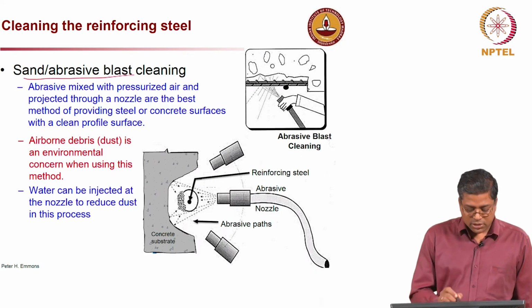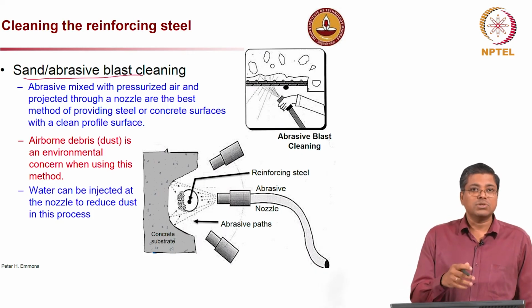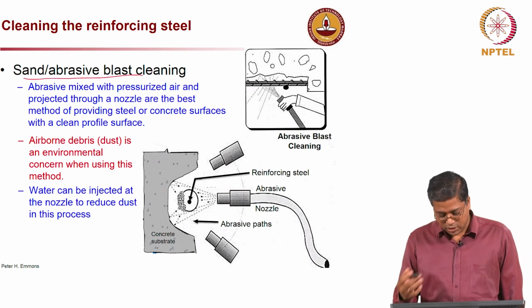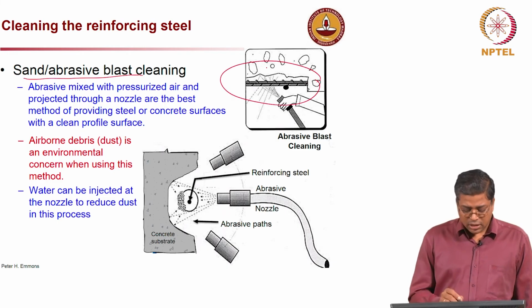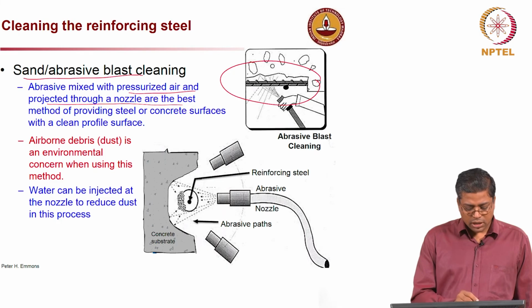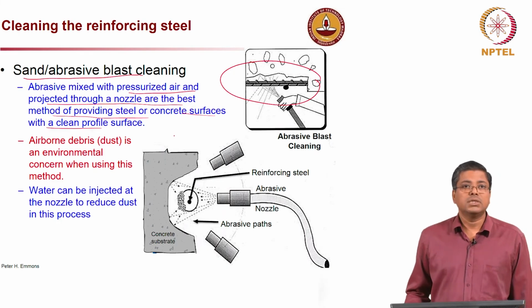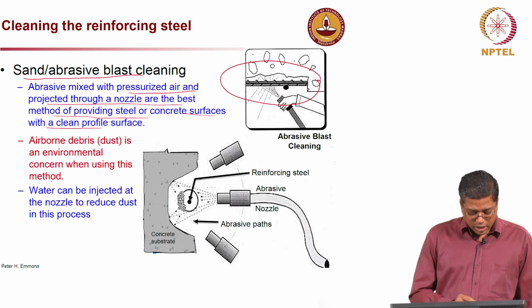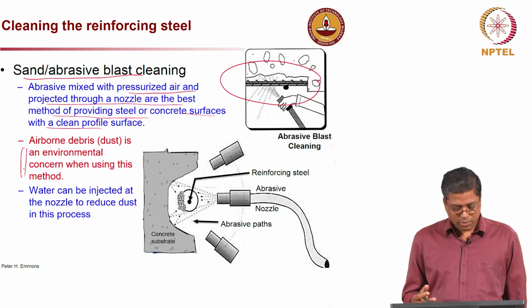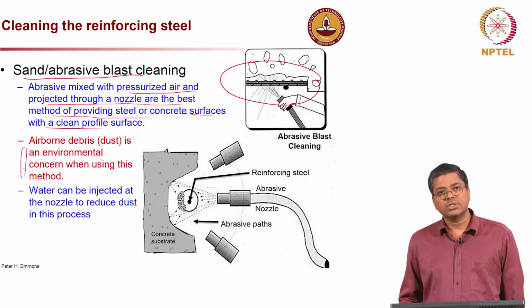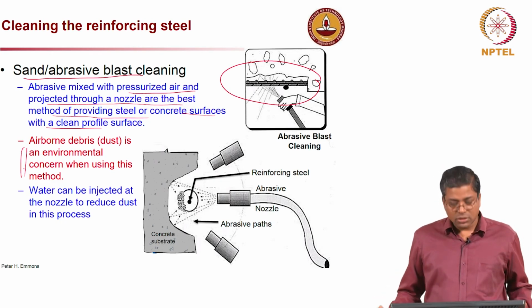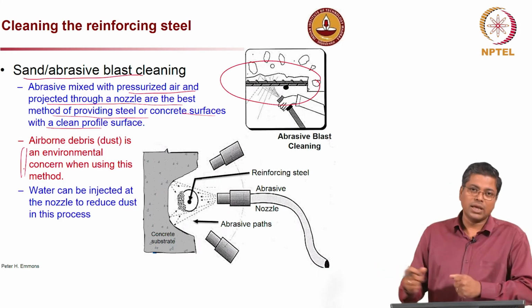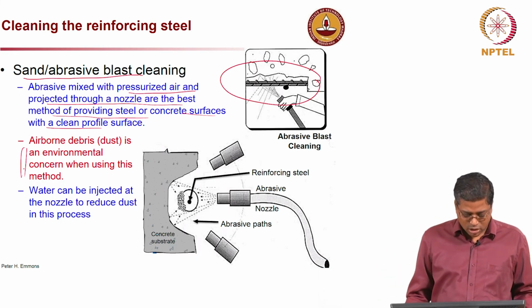Now, sand and abrasive blast cleaning. In the previous slide it was mixed with water, and here I am showing how it is when it is not mixed with water. Again similar: you can see here pressurized air projected through a nozzle, best for cleaning both steel and concrete surfaces. There is an environmental concern when it is dry, but nowadays there are tools available where a vacuum is attached to the sand blaster. So, you do not really see dust around. Whatever dust is created is immediately collected, so that dust pollution is not a concern.